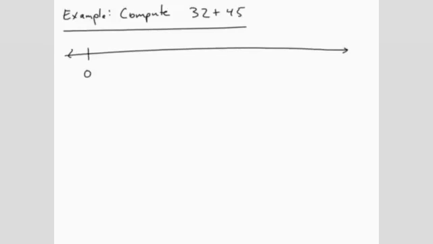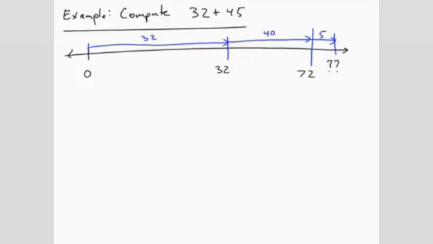Conceptually, we want to start from 0, move 32 steps to the right, and then another 45 steps to the right. But most people aren't able to immediately see where the process stops. But if we break the process down into 2 smaller steps, it becomes a lot easier to conceptualize. Specifically, instead of moving 45 steps all at once, we can move 40 steps followed by 5 steps. 32 plus 40 is 72, and 72 plus 5 is 77.